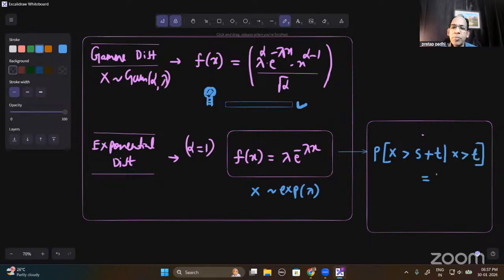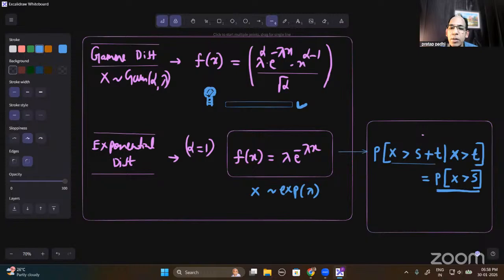Mathematically, you can prove it. Probability x greater than s. This means what? Again, we'll go to waiting time for this as well. Now, this means actually the probability that it will glow another s seconds or s minutes or s years, at least s units, is equal to this probability s plus t. That means what? This time already used, it's not affecting.